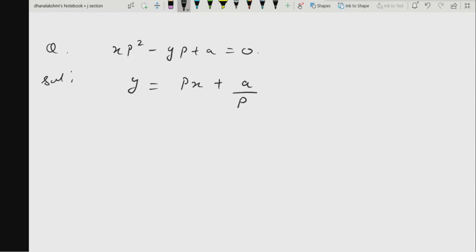Yes, ma'am. It is in Clairaut's form. But don't jump into the solution directly. What will be the solution? The solution will be y is equal to cx plus a by c only. That will be your solution.